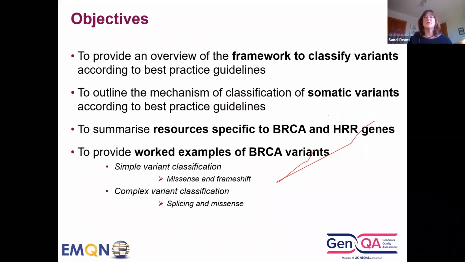So the objectives for this series of webinars is to provide an overview of the framework to classify variants according to the best practice guidelines that are available to us, to outline the mechanism of classification of somatic variants in particular, and why that is different from germline classifications, summarise the resources specific to BRCA and HRR gene variant classification, and as I mentioned, go through some worked examples of BRCA variants covering both simple classifications and those that can be more complex.